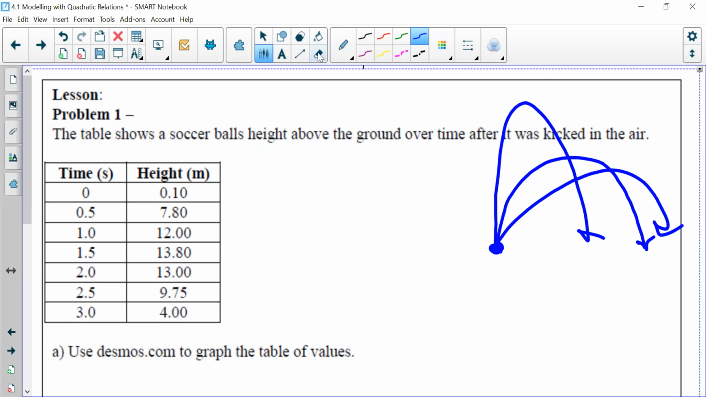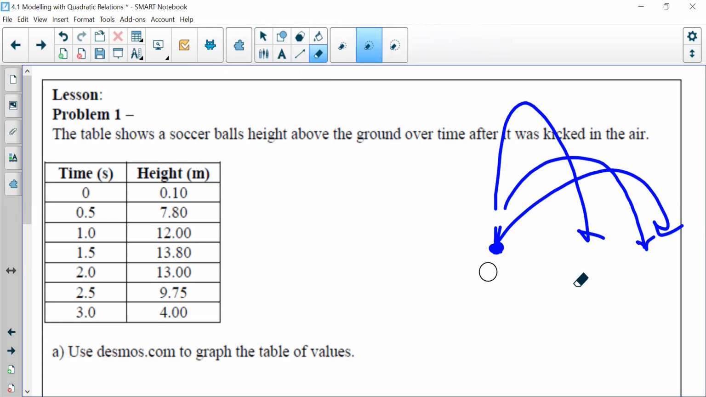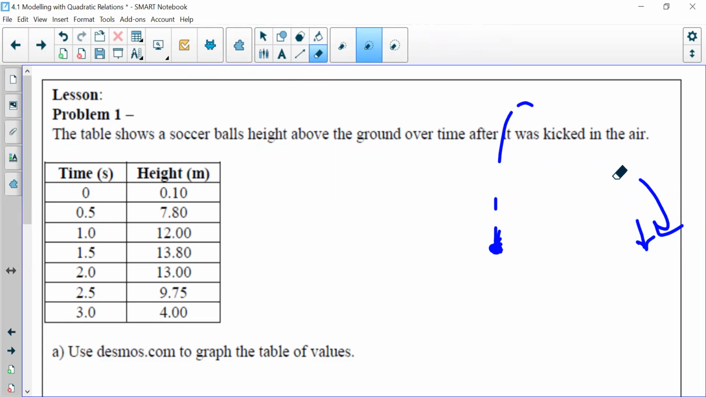In this question, it says that we have a soccer ball and we have a table of values. I'm going to just graph it on Desmos, Maya, and then we're going to check and see what that looks like, and then we're going to try to analyze the data. Anytime I ask you to graph in this unit, just go ahead and use Desmos.